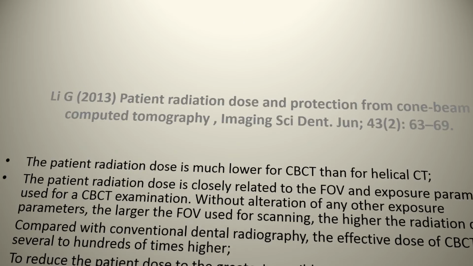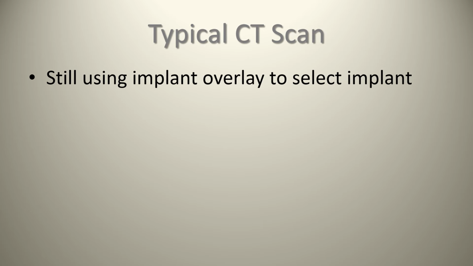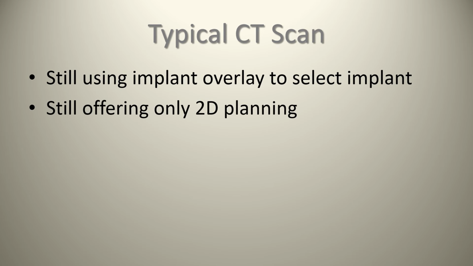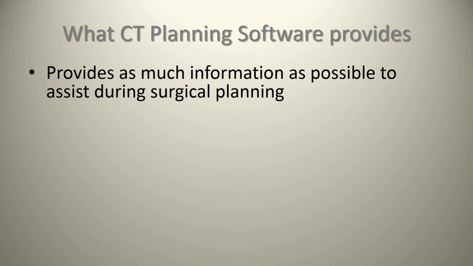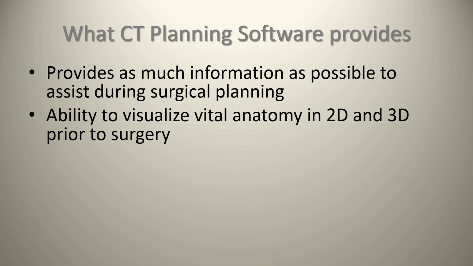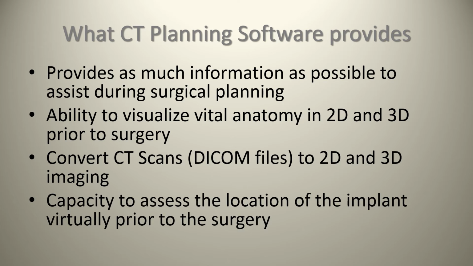So in a typical CT scan, which is still used, you have to use an implant overlay to select the implant, and you still are basically offering the patient only 2D planning. What CT planning software provides is as much information as possible to assist during surgical planning and an ability to visualize vital anatomy in 2 dimensions and 3 dimensions prior to surgery. And you can also convert CT scans, or the CBCT scans, the DICOM files, to 2D and 3D imaging. And you have the capacity to assess the location of the implant virtually prior to the surgery.